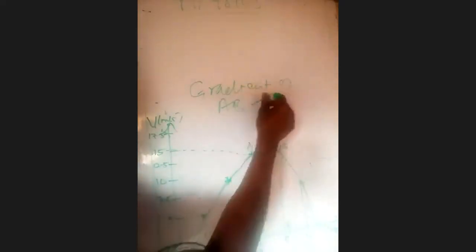From here to here, the velocity does not change, which means that the acceleration during this period is 0. And the gradient of AB will be equal to 0.